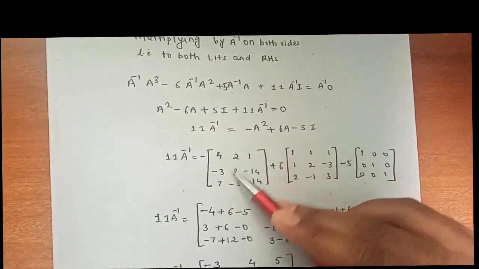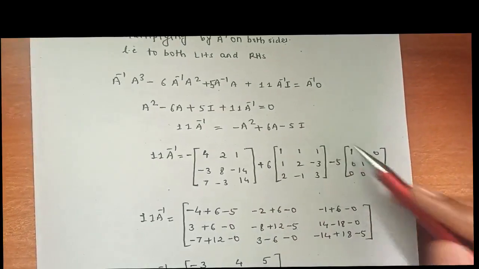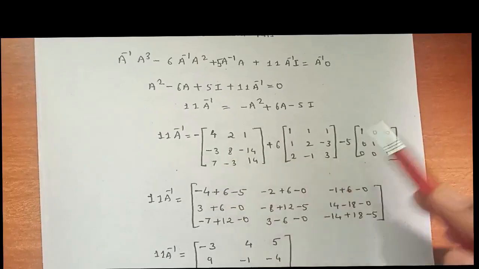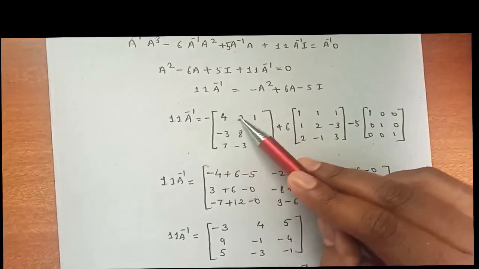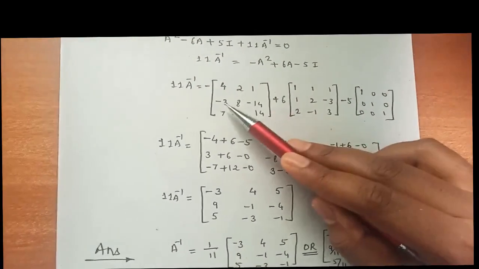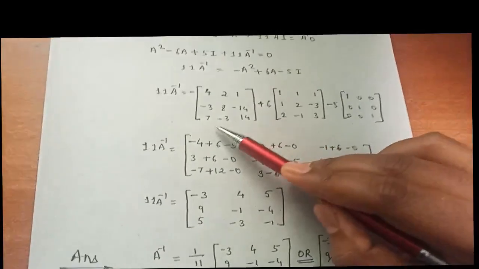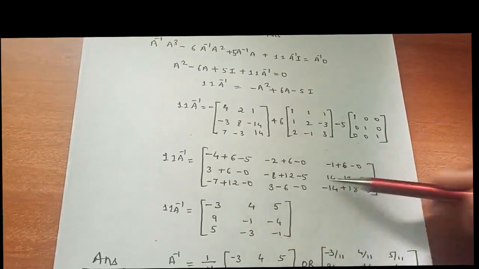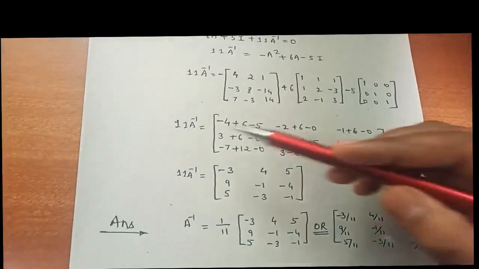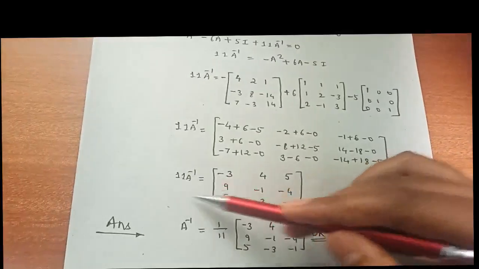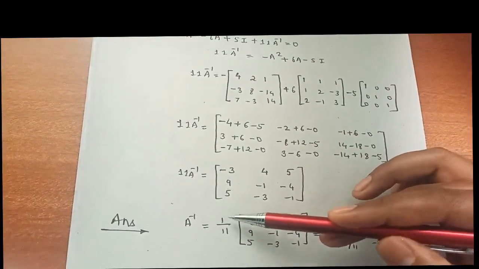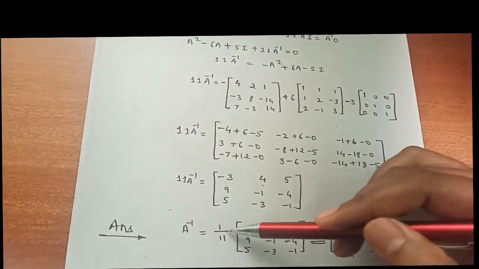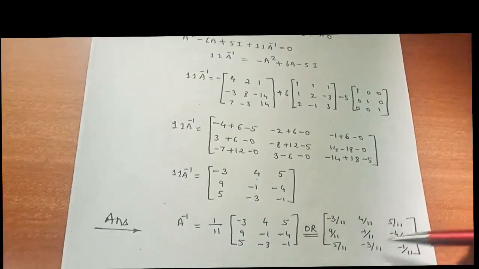A square value I already know, so just substitute here. A value I know, and I is the identity matrix, 1 0 0, 0 1 0, 0 0 1. Then simplify: multiply this minus sign inside to every element, multiply the 6 inside, and simplify, and you will ultimately get this matrix. 11 A inverse is equal to this. Transfer this 11 to the other side, and A inverse is equal to 1 by 11 into this matrix. Whether you keep it like this or multiply it into every element, we'll get this.